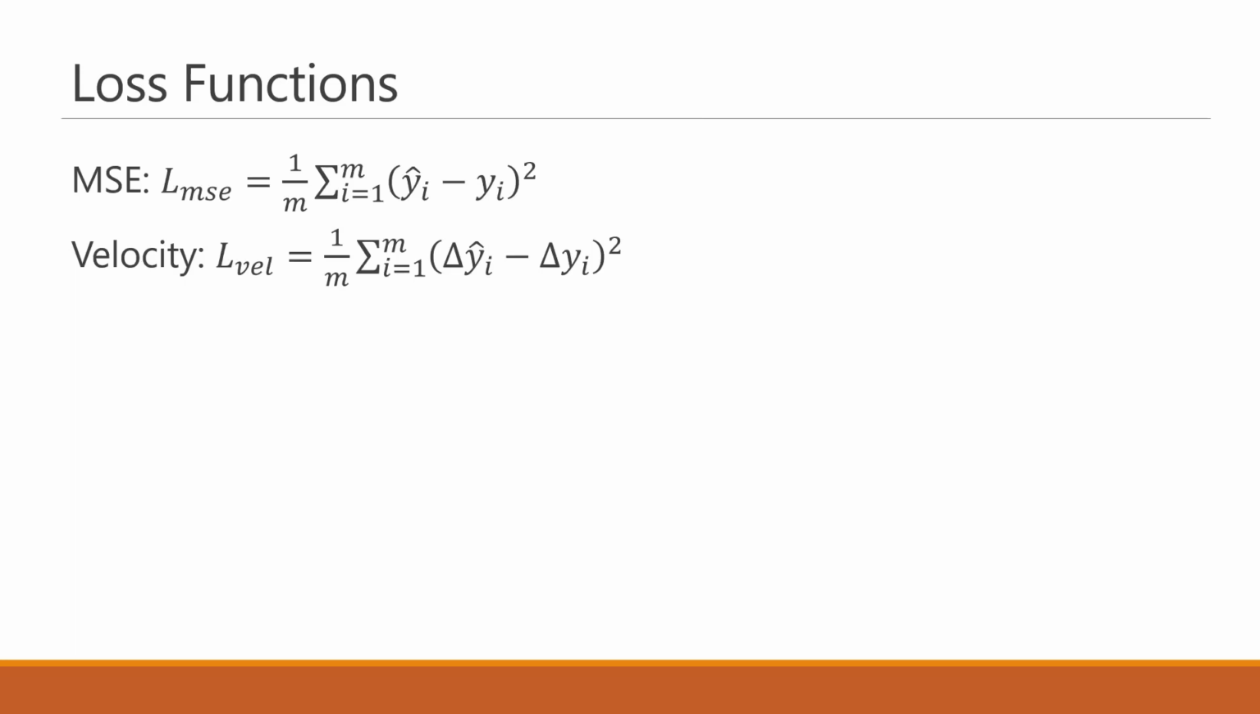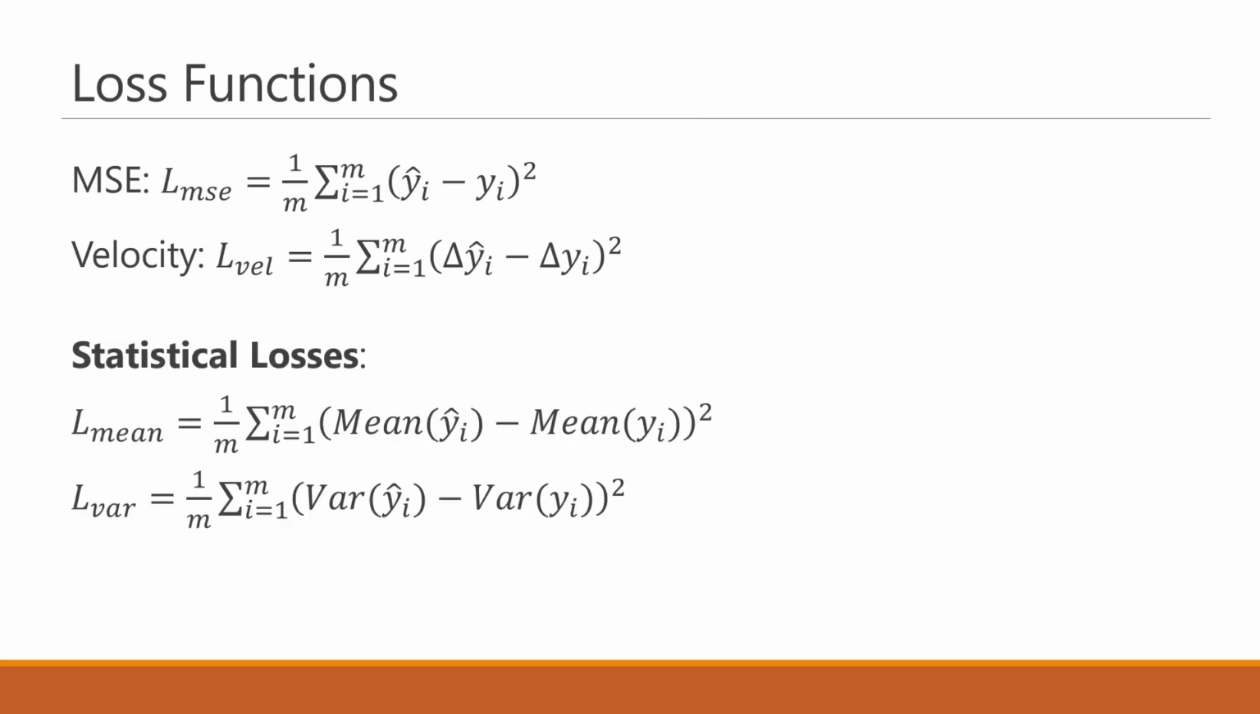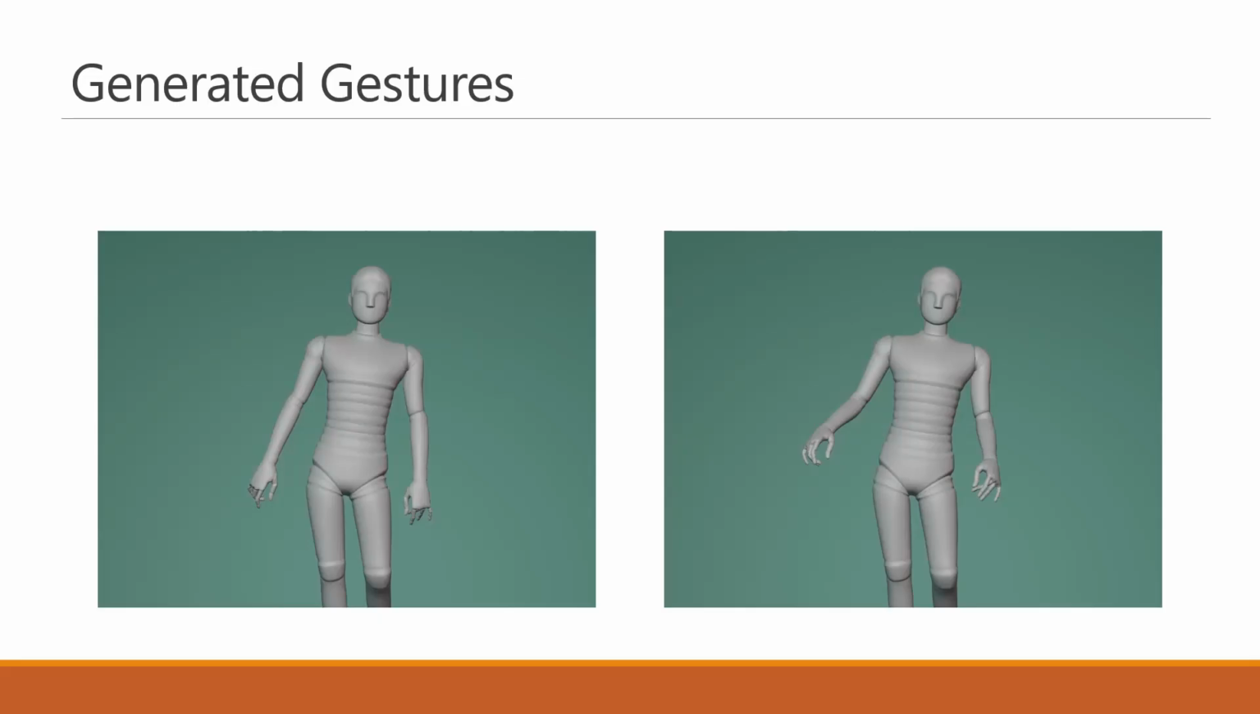However, by using these loss terms, we observe that our network outputs tend to collapse to the mean pose. Thus, to avoid such collapsing, we introduce new loss functions, namely statistical losses. The statistical losses ensure that the statistical characteristics of the generated and ground truth gestures are close. Specifically, our system uses the mean and variance of the gestures. The final loss function is the weighted sum of the 4 loss terms. Here, we show some example videos of the generated gestures.